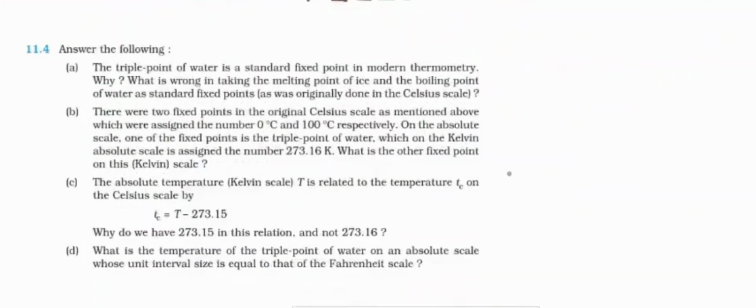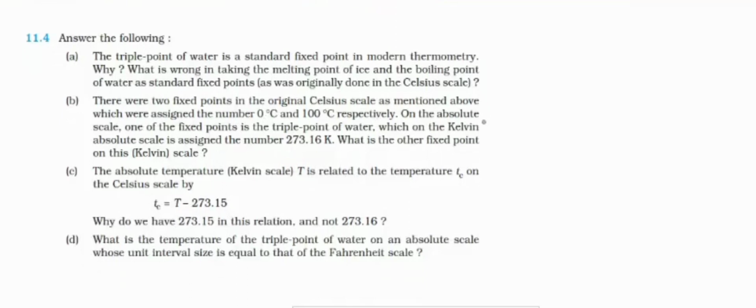Then question 4. Answer the following. The triple point of water is a standard fixed point in modern thermometry. Why? Because triple point is a unique point having specified temperature and pressure. As it is a particular point with a particular value, the triple point is fixed always, so it can be considered as a standard value. Then what is wrong in taking the melting point of ice and the boiling point of water as standard fixed points? The problem is that melting point and boiling point depend on pressure, so they are not fixed values.